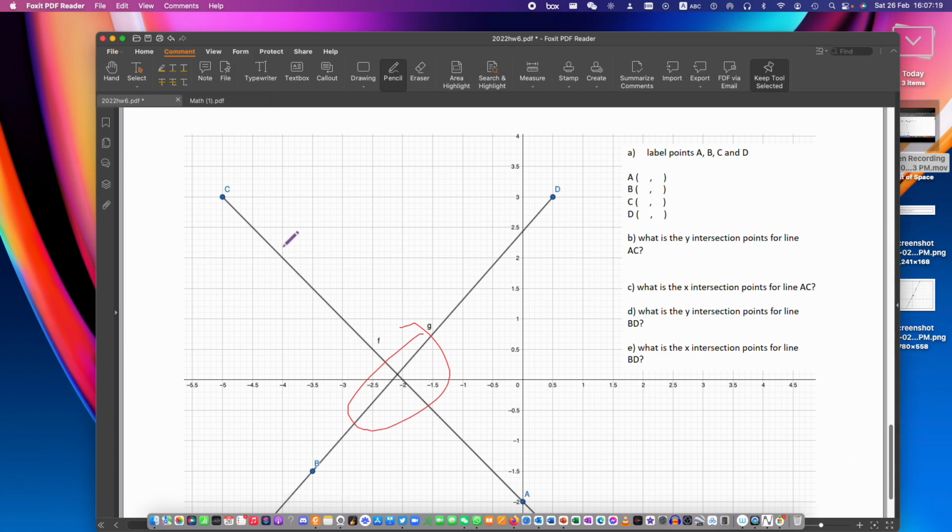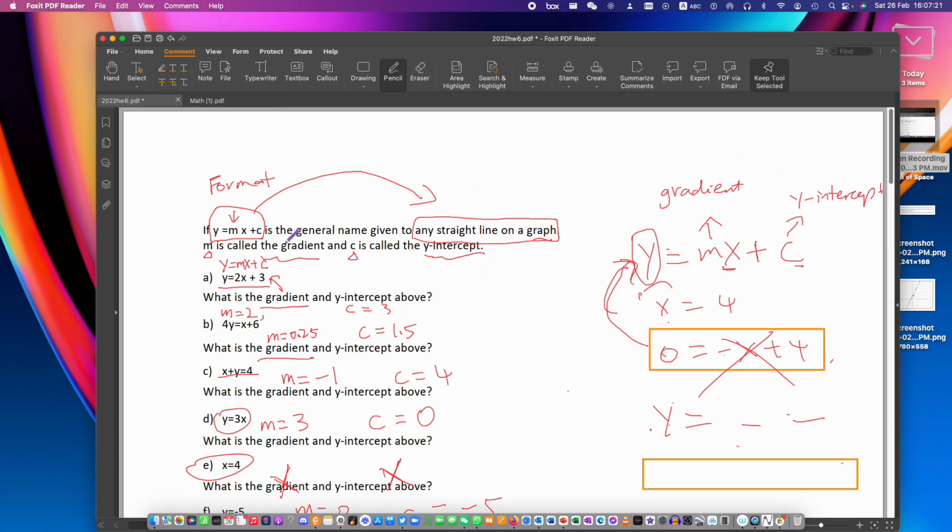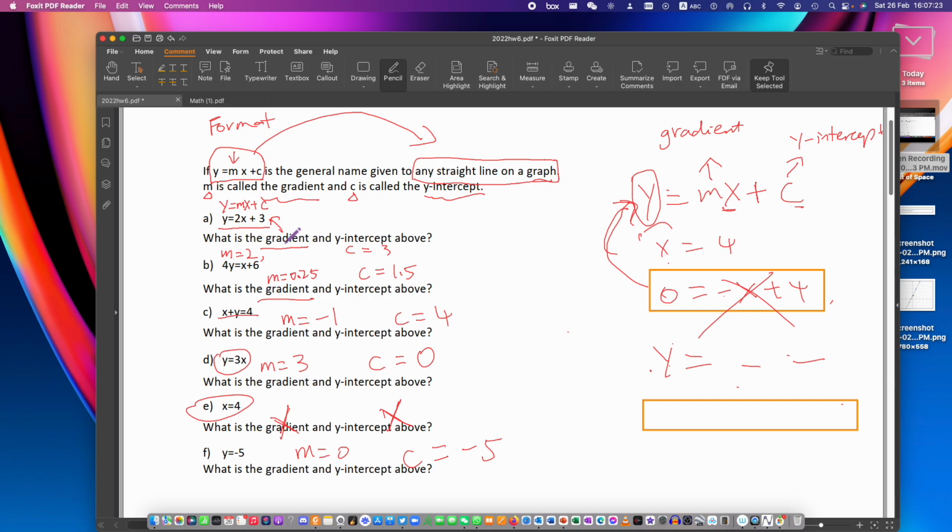Let's look at question 1. What's the m? M is called the gradient. What's the c? Y-intercept. How do you get the gradient and how do you get the intercept? You read from this format, right? Am I right? Yeah. You read from this format.